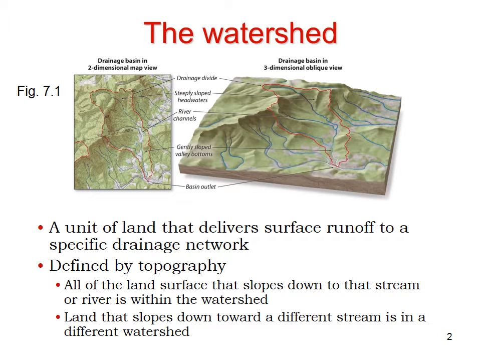To start, I just want to make sure that everybody understands what a watershed is. A watershed is a unit of land that delivers surface water runoff to a specific drainage network, to a specific creek or river. And it's defined by topography. It's all of the land surface that slopes down towards that particular stream or river. That's what the watershed is. If the land slopes down towards a different stream or river, it's a different watershed.